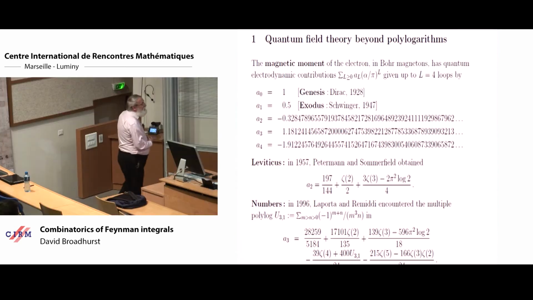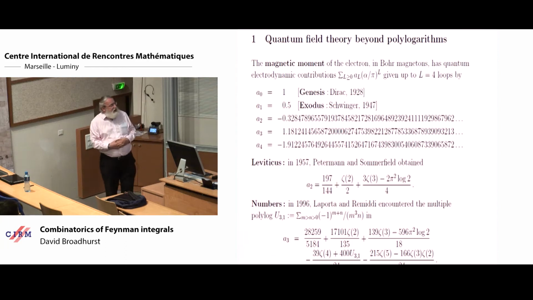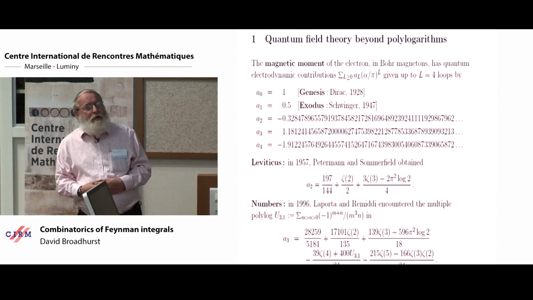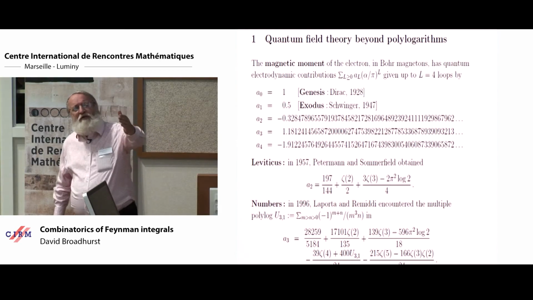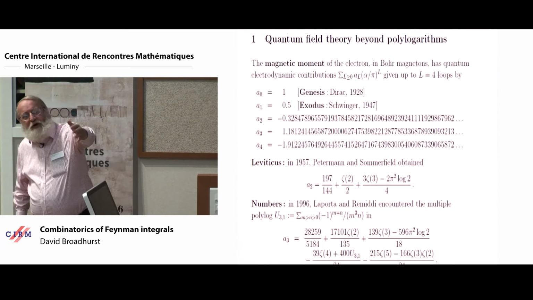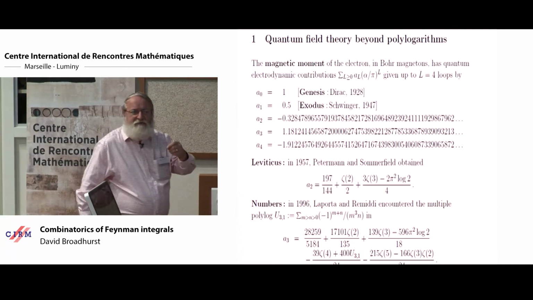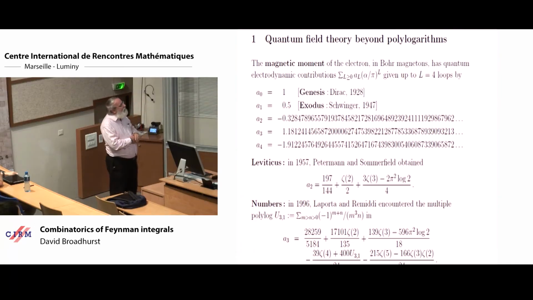Now, these are very difficult calculations, and in 1996, Laporta and Remiddi finally managed to achieve an analytic result for what we call the 3-loop corrections. One of the topologies would be like that, but it would have various photons interacting. And a new number appeared, interestingly, and I had predicted this number in advance.